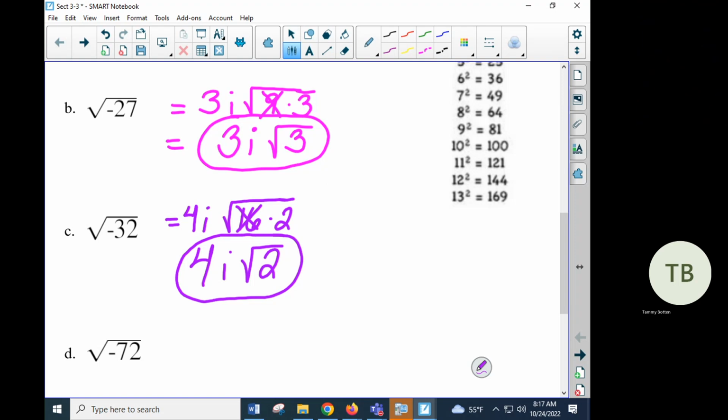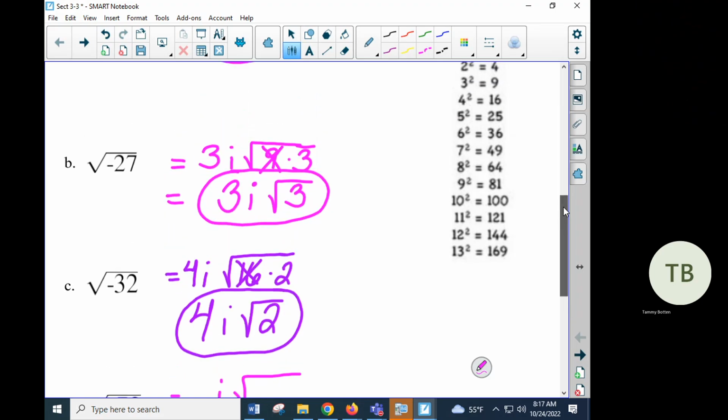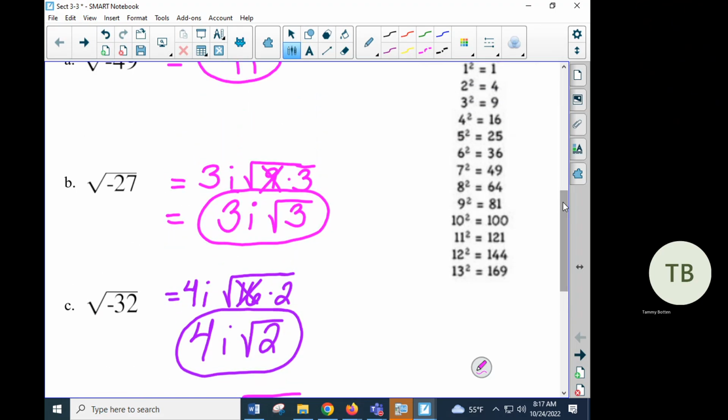Then when we look at 72, first of all, we know we have to take an i out. With 72, we're thinking, what is the biggest perfect square that you can take out front? So you always want to look at this chart and look at what's the biggest one on here that's less than 72, and it's 64, and that does not go into 72. 49 does not go into 72, but 36 does. You always want to use the biggest one.